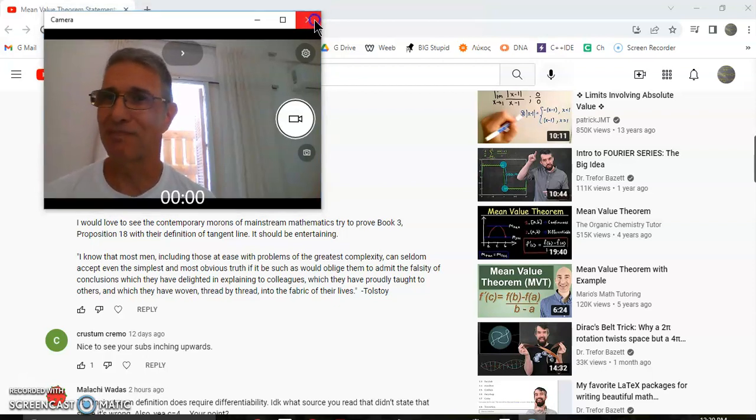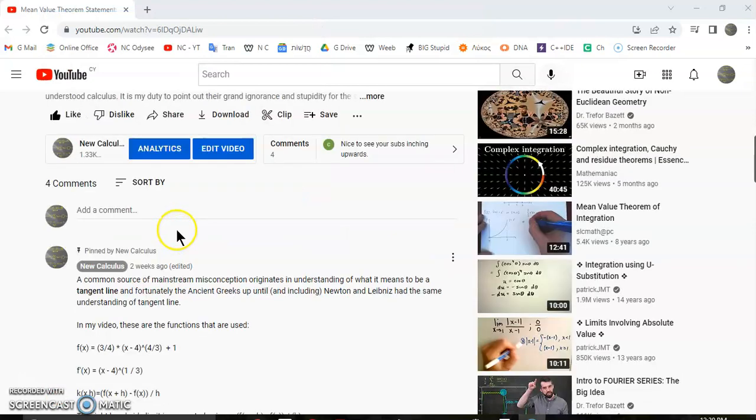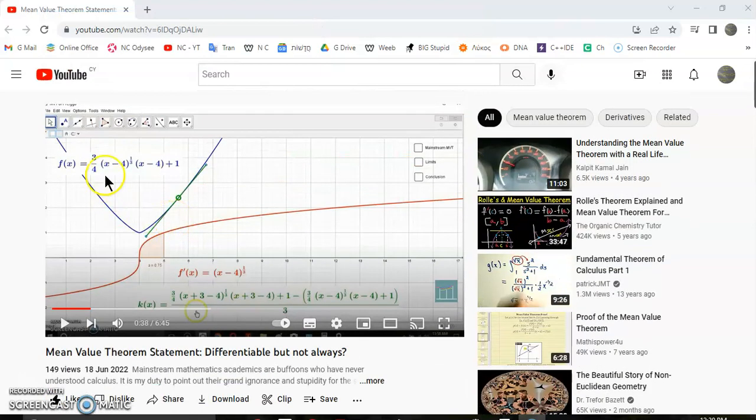So let's begin. Now, on the 18th of June, I talked about this function that you see written in blue, and its derivative in red. And what I showed is that this blue function does not actually have a derivative at this point here. And it doesn't have a derivative for the same reason that the absolute value function doesn't have a derivative at x equals 0.